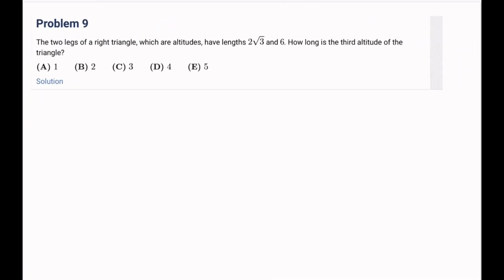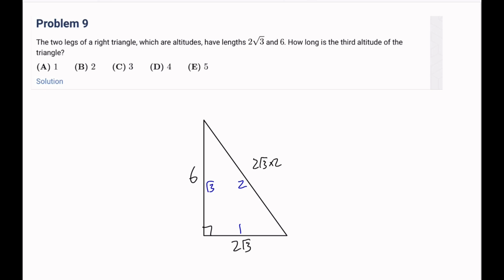Problem number 9. The two legs of a right triangle which are altitudes have length 2 root 3 and 6. How long is the third altitude of the triangle? Okay, so the right triangle will look something like this, and this part would be a right angle, right? The legs have length 2 root 3 and 6, so this is 2 root 3, this is 6, and we can immediately notice that 6 is root 3 times 2 root 3. That makes the ratio 1 to root 3, and therefore this must be 2, and so the length of this must be 2 root 3 times 2, which equals 4 root 3.